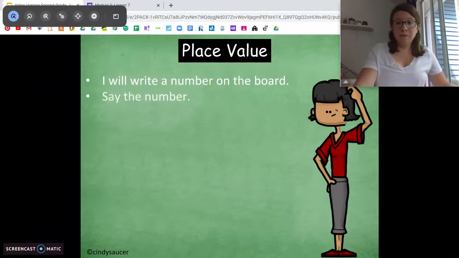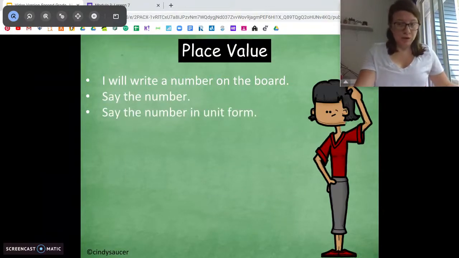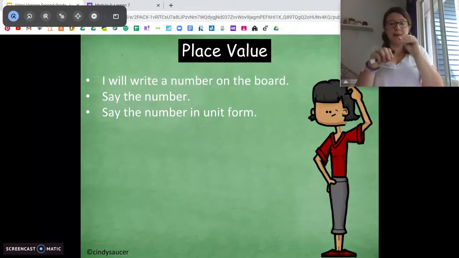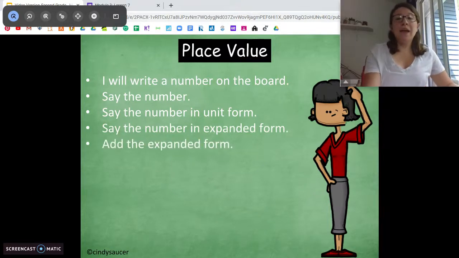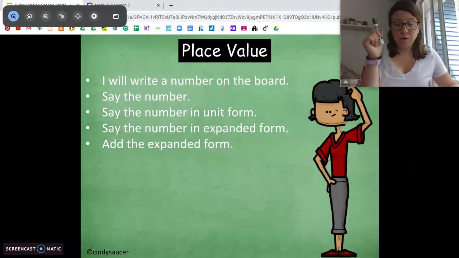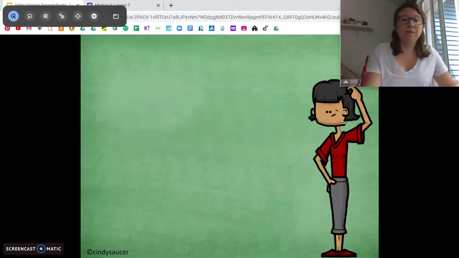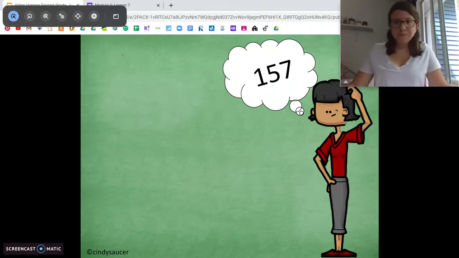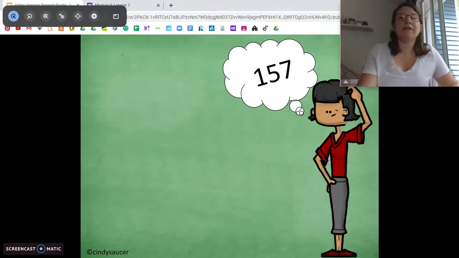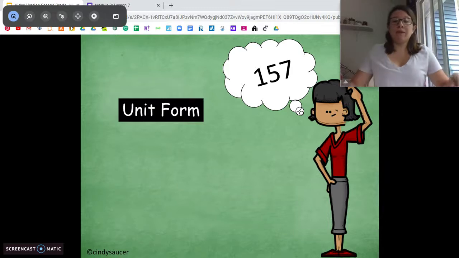So I'm going to write a number. We're going to say the number. We're going to say the number in unit form, which remember is when we break it down into ones, tens, hundreds. And then we're going to say it in expanded form, and then we're going to write it out. So make sure you have your paper and pencil ready. So let's do this first one together. What's that number? 157. Awesome.